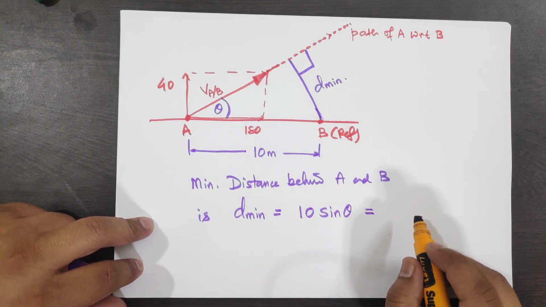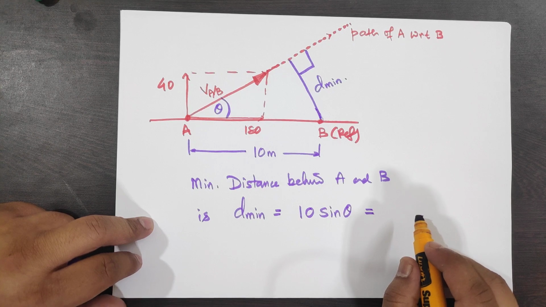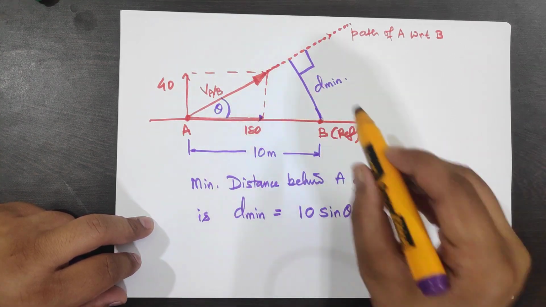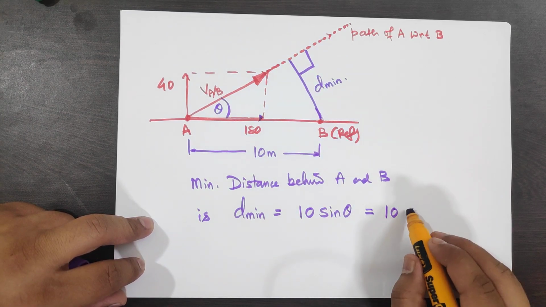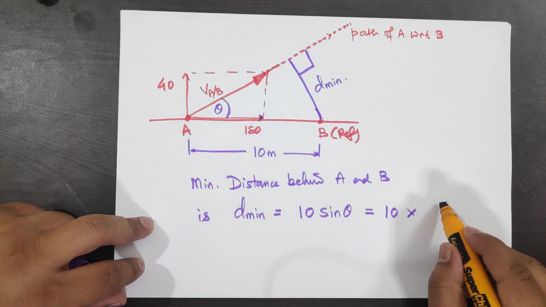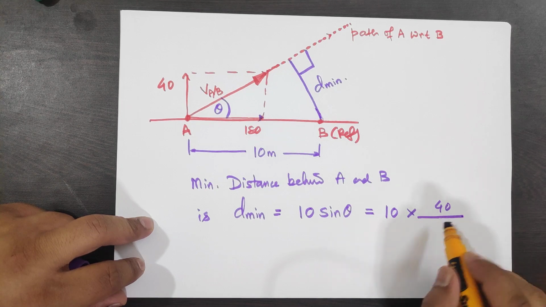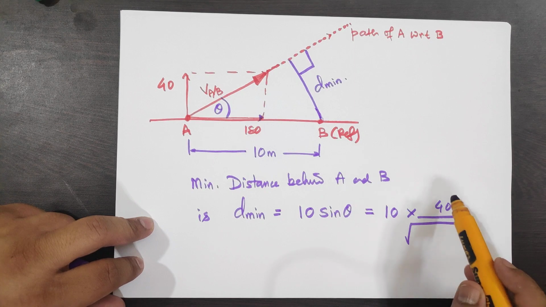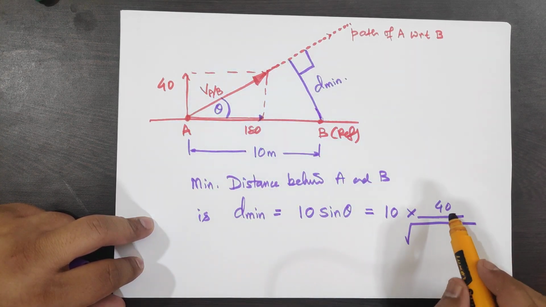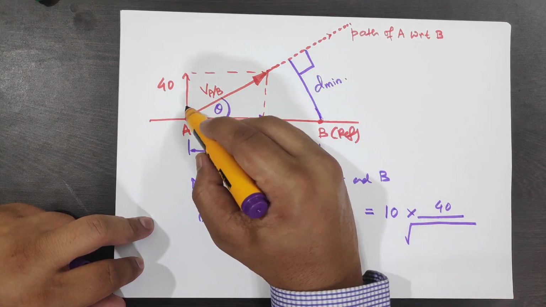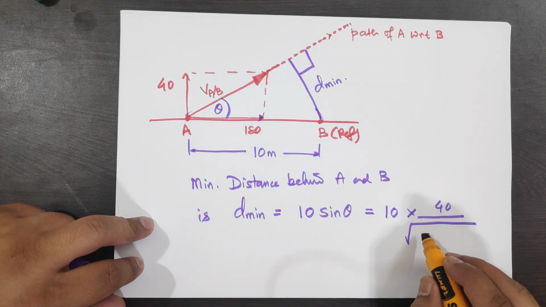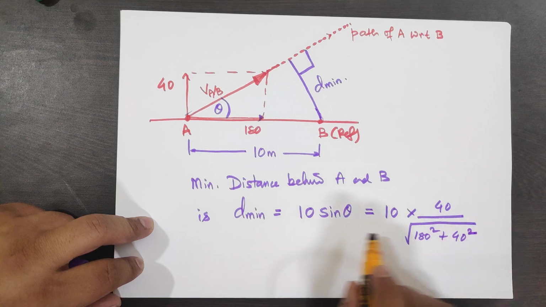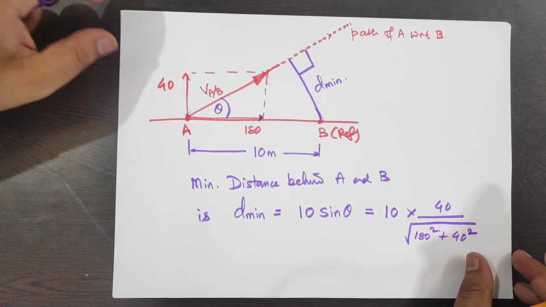Here, from this vector triangle we can find sine theta. So that's 10 into this 40 by, anyway the dimensions will cancel, no? This is a vector triangle. So this 40 by this VA with respect to B, that's the square root of 180 square plus 40 square. So this is the minimum distance between A and B.